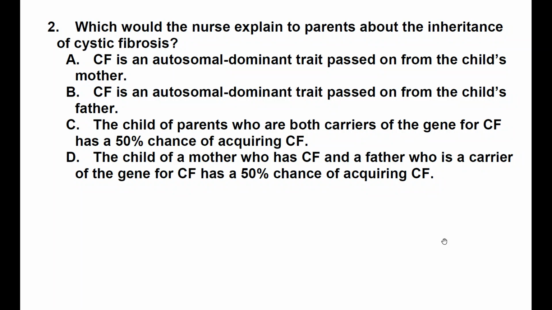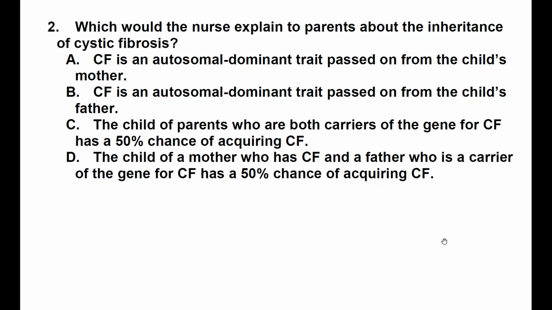Of course, we know that CF is an inherited autosomal recessive. So letter A and B eliminate because we talk about dominant. So when you say recessive, both parents must be carriers of the disorder in order for their child to inherit the disease. And if both parents are carriers of the gene, each child they have has a 25% chance of acquiring the disease and a 50% chance of being a carrier of the disease.